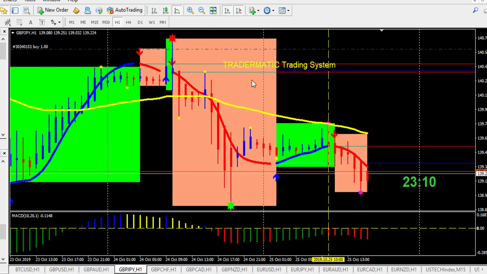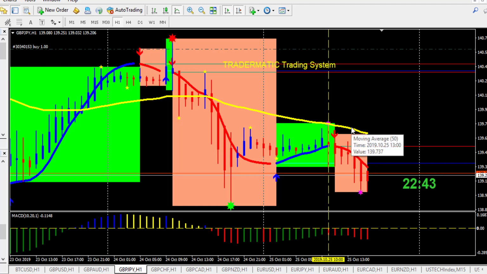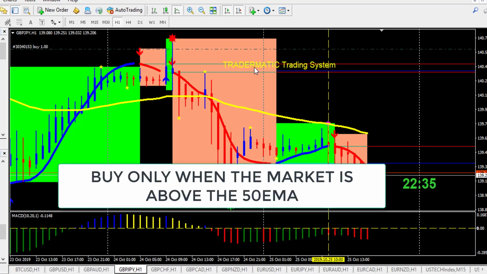So on Tradermatic, this is when London market also opens on 1 hour, as you can see right here. So just like what I told you guys, number one, you use this yellow line, which is our 50 EMA, as a filter. So we can see that the price is below this 50 EMA. So all we are looking to do is sell. You are not looking to buy. You only buy when the price is above this 50 EMA, if you are using Tradermatic.